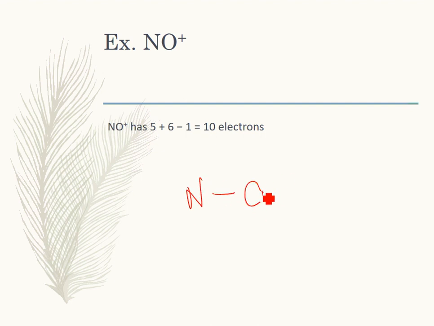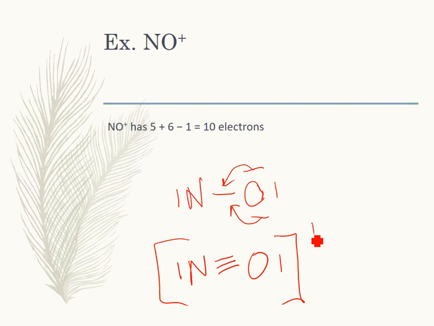Nitrogen, hyponitrite ion, 10 electrons. There we have so far 2, 4, 6, 8, 10. Again, not enough electrons. So we need 4 more to go on nitrogen, so we will form multiple bonds. In this case, a triple bond. And we need to write our ion in brackets. So 2, 4, 6, 8 on nitrogen, 2, 4, 6, 8 on oxygen, a +1 charge.